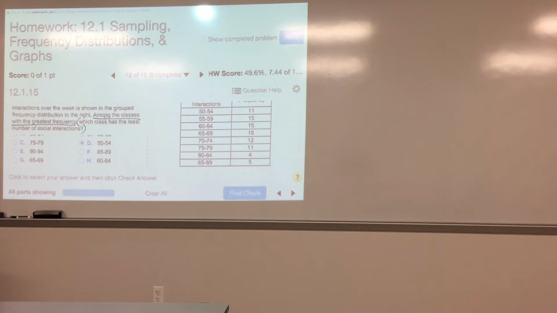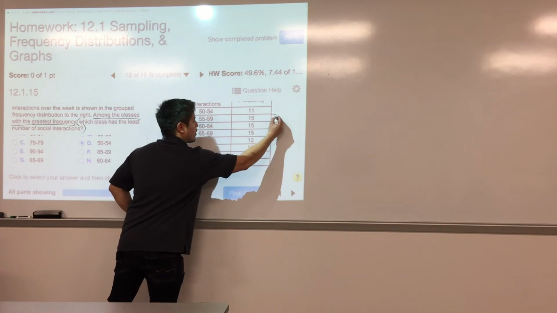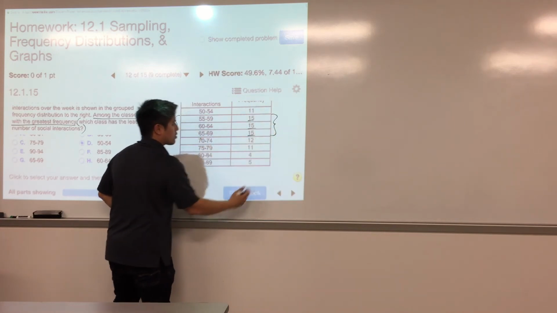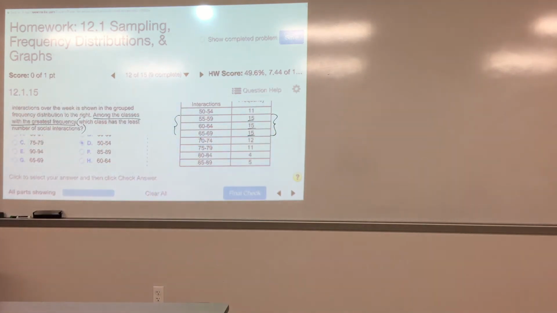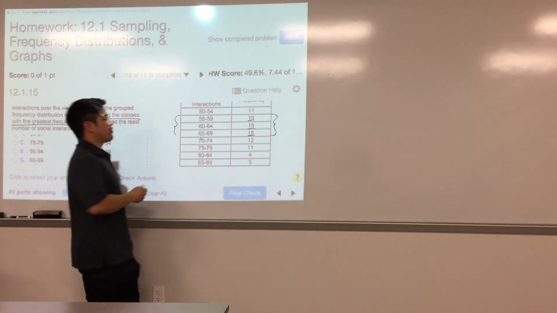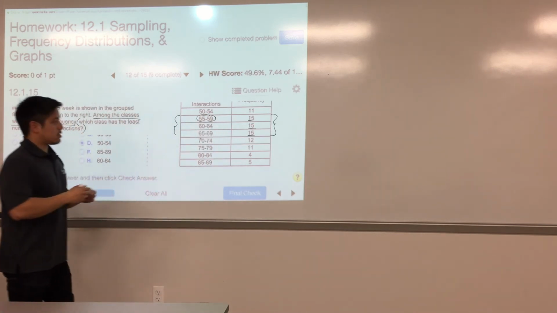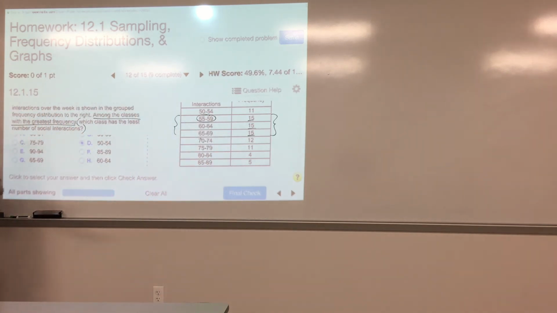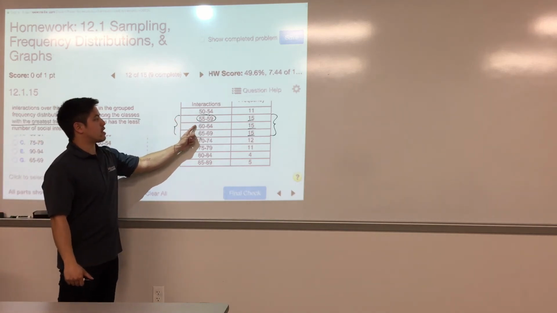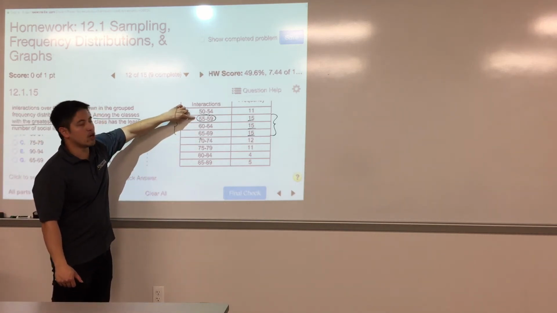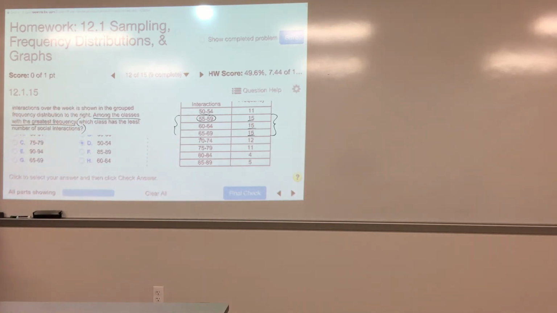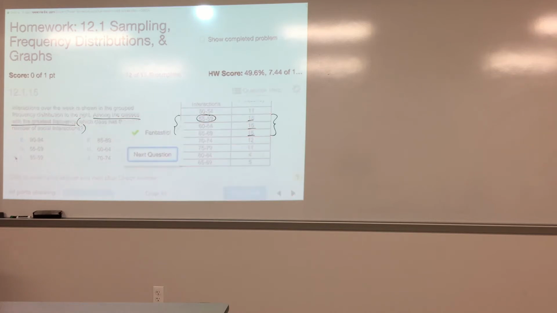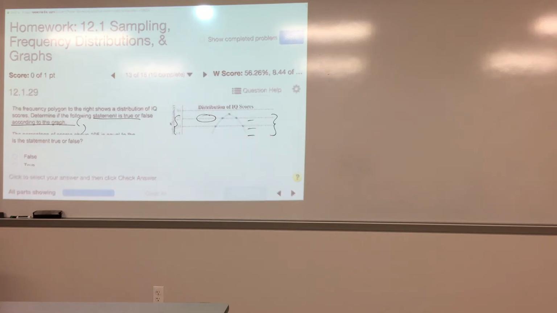So let's go to the first part. Among the classes with the greatest frequency. What is that? The 15s. Right here. The 15s. These have the greatest frequency of our table, right? Which class has the least number of social interactions? Well, there you go. 55 to 59. Tanner was calling it from the start. Thanks, buddy. So of all of them, this is the lowest social interactions class. So it is 55 to 59 indeed. And there it is, done. All right, wonderful. Let's take a look at this next one.